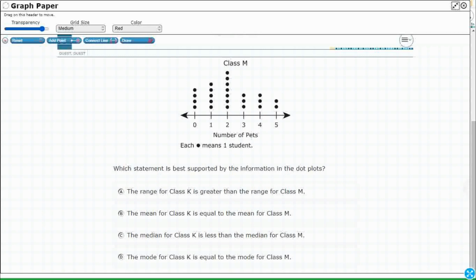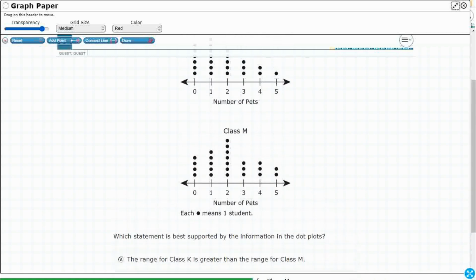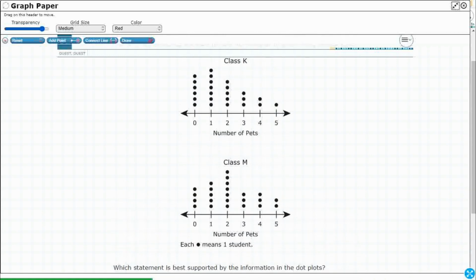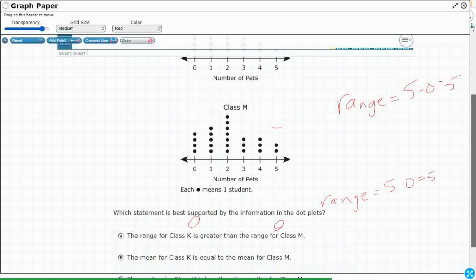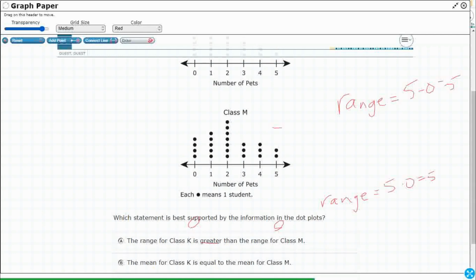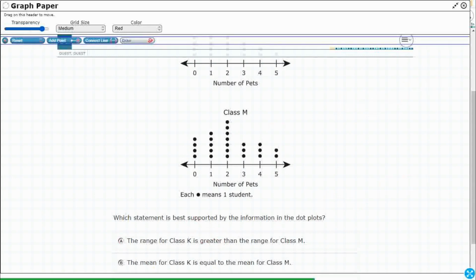So range, right? We have to scroll up and down quite a bit. The range is the difference between the greatest and the smallest, right? So the range for this one is 5 minus 0, so just 5, okay? So the range for class M is 5 minus 0. So range is greater. Nope, it would be better if that were equal. All right, so it's not A, and this is going to scroll up and down, so I'm just going to kind of move that down.